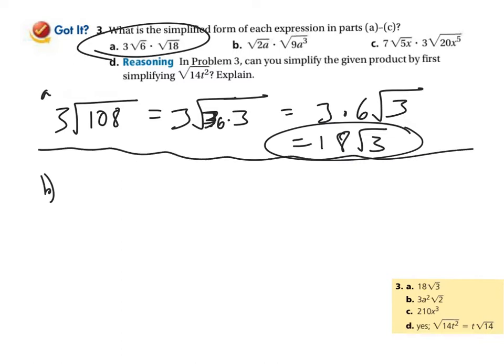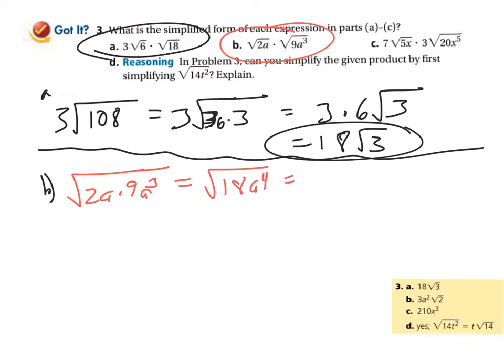B, let's see here. So we're going to multiply everything underneath first, right? So put them all together in the same radical, because that's part of the rules. So we've got 2a times 9a cubed. So that becomes 18a to the 4th. Well, 18 is 9 times 2, and then a to the 4th is already a perfect square, so we're good there. So coming out of there, we have the 9 coming out as a 3, the a to the 4th coming out as a squared, and leaving the 2 underneath.